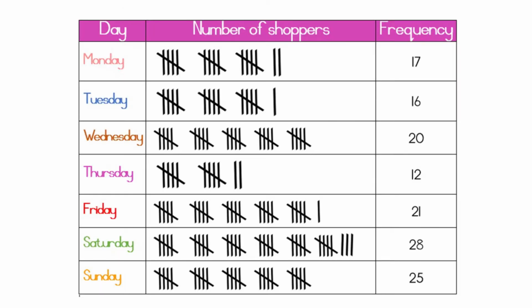We can ask a few questions based on the information given in the frequency table. For example, which day shows the highest number of customers? What is the difference of the number of customers on the Thursday and the Friday? How many customers shopped over the weekend, etc.